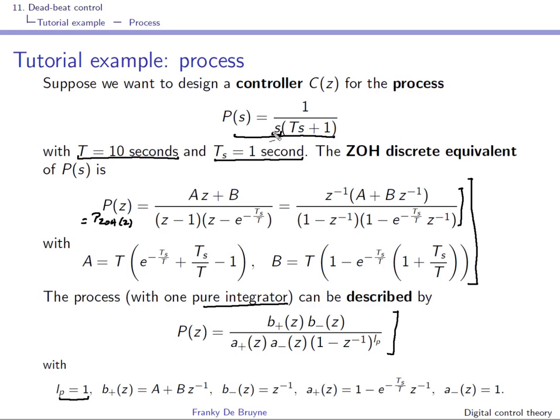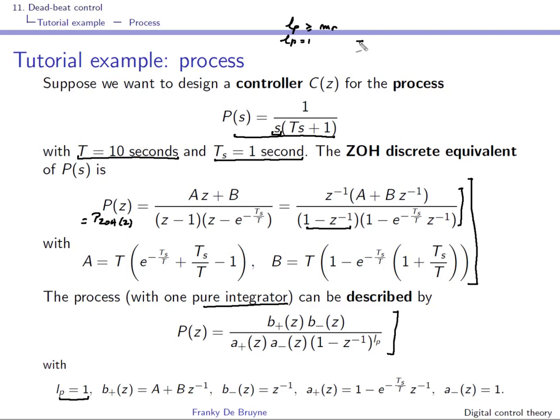You see it over here and you see it over here. Okay, so here you see clearly that LP is equal to 1. So for deadbeat control, we had that LP had to be larger or equal to MR. Okay, so LP is equal to 1 here, right? LP is equal to 1.